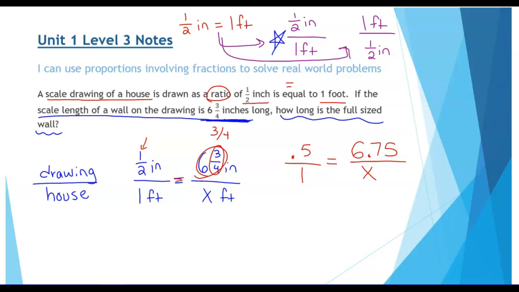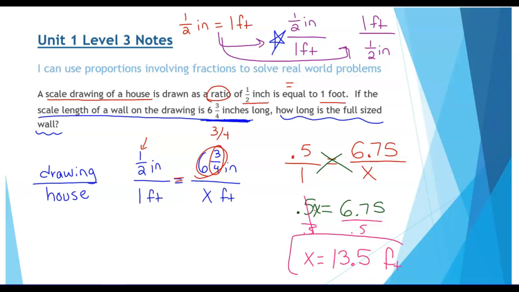Let's cross multiply. So 0.5 times x is 0.5x. And 1 times 6.75 is 6.75. So there's our cross multiplying and our cross products. Now undo multiplication with division. So I'm going to divide by 0.5, and whatever I do to one side, I do to the other. So x is 13.5. And that is our actual size of the house wall, so 13.5 feet.